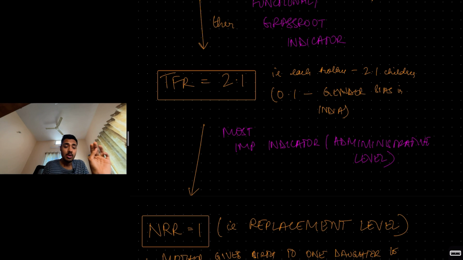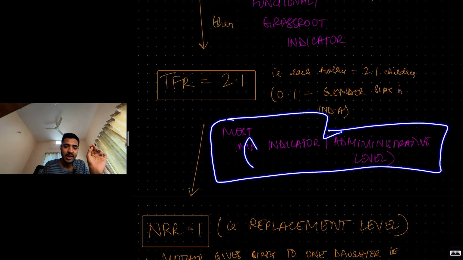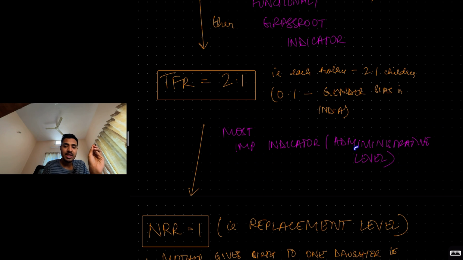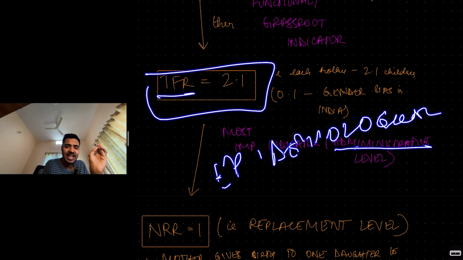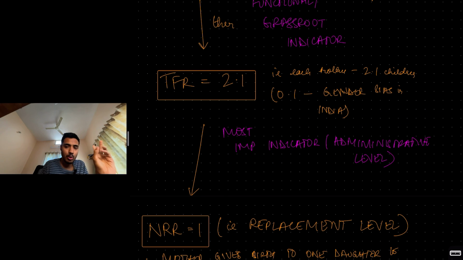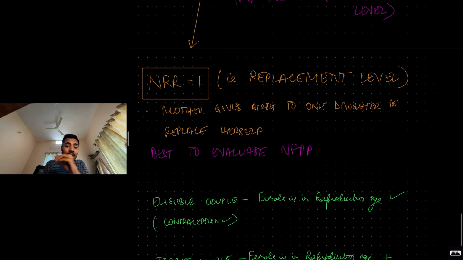And that is the most important indicator at the administrative level. So what does that mean? The epidemiological indicator is total fertility rate. Most important indicator at the administrative level. Best indicator to evaluate the program, NRR.